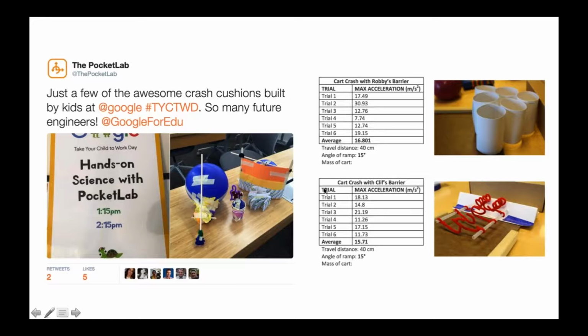So we actually brought this to a workshop at Google, like a Take Your Child to Work day for children of Google employees, and these were actually elementary school students that built these crash cushions here. They built these, they crashed their PocketLab cart into these cushions, and then they were able to get real measurement data to see how effective their barrier was at potentially saving lives if they were to put something somewhere on the freeway.